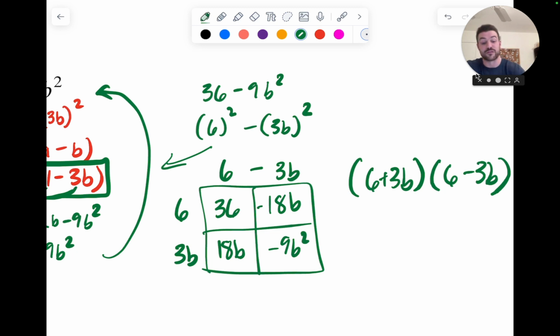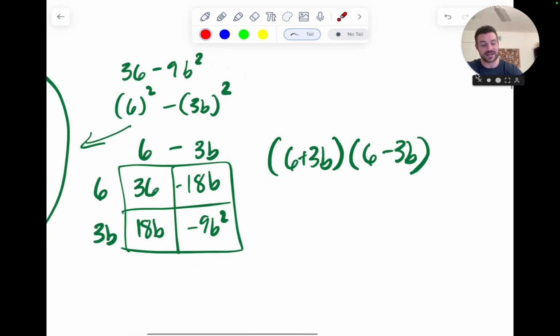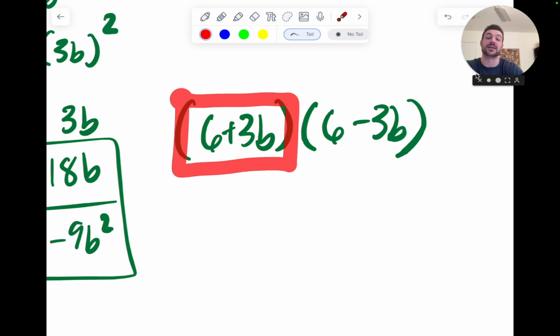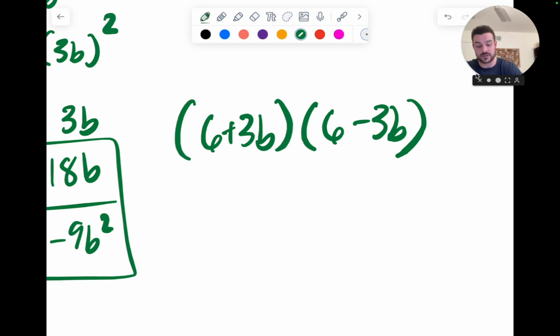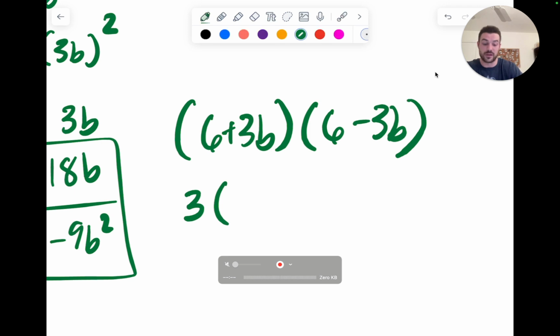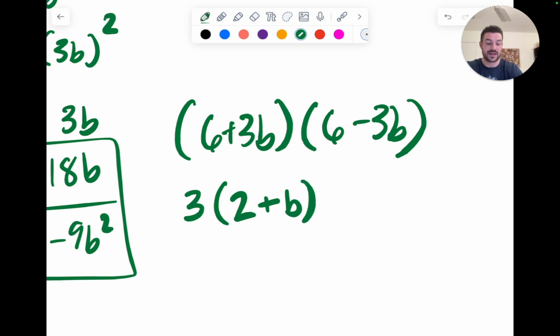But the first step when factoring should always be to divide out a common term. What multiplies into 36 and 9b squared? Well, the answer is 9, and we can kind of see that here. When factoring, we have to check to see if anything can be simplified out. So looking at the first binomial, is there anything that multiplies into 6 and 3b? Well, our answer is 3. So I can divide out a 3 from each of these. 6 divided by 3 is 2. 3b divided by 3 is just b. And I can actually do the same thing over here on the side, so we end up with 3 and 2 minus b.